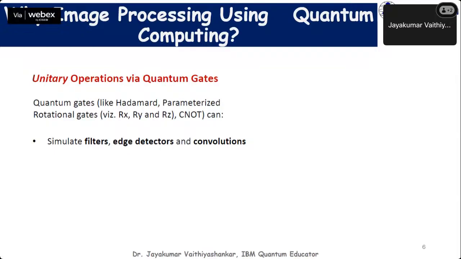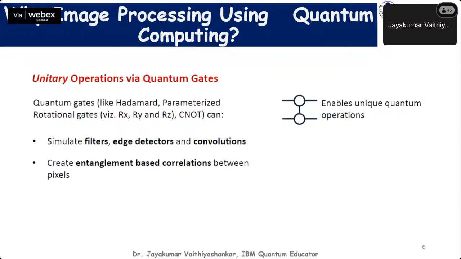All these things we need to do in classical. Take an example of applying filters. If you want to do edge detection, if you want to do convolution, you can use unitary operations. If you are entangling or creating superposition, it will enable unique quantum operations, right? So this is what I discussed. Create entanglement-based correlation between pixels. Each and every pixel has some correlation. In an image it is very obvious, based upon the segment, based upon the region.